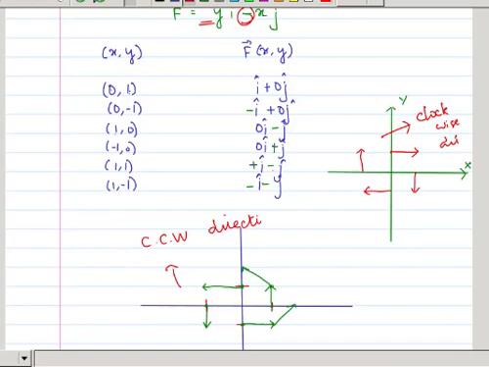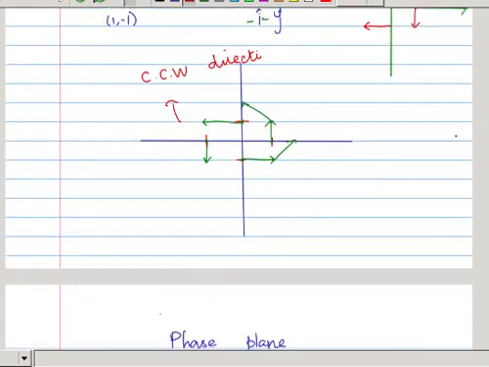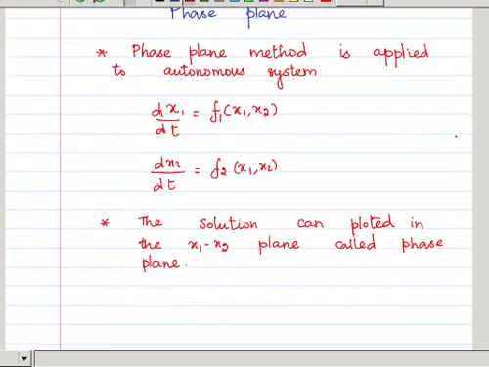Okay, now the next part of this video is the phase plane plot. Our aim is how to plot the phase plane. What is the phase plane? Phase plane means, suppose you have a system of two equations, that is dx1 by dt equal to f1 of x1 comma x2, dx2 divided by dt equal to f2 of x1 comma x2. If we have a system of 2 by 2 equations, the solution can be plotted in the x1 x2 plane, not in the independent variable, since both are dependent variables.